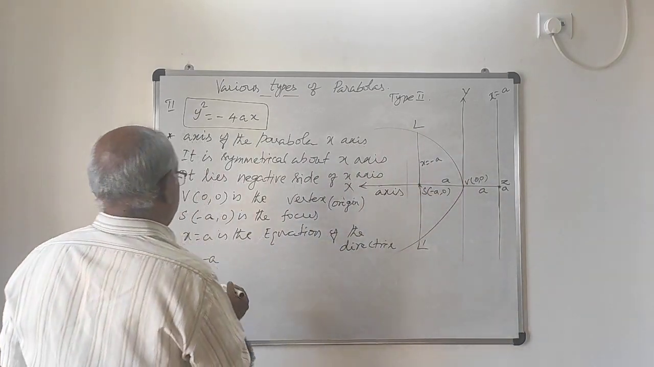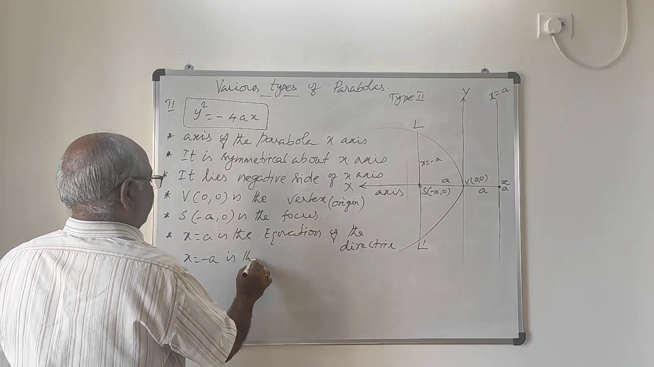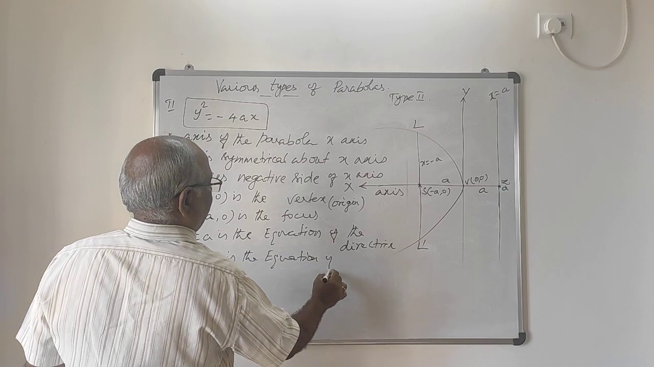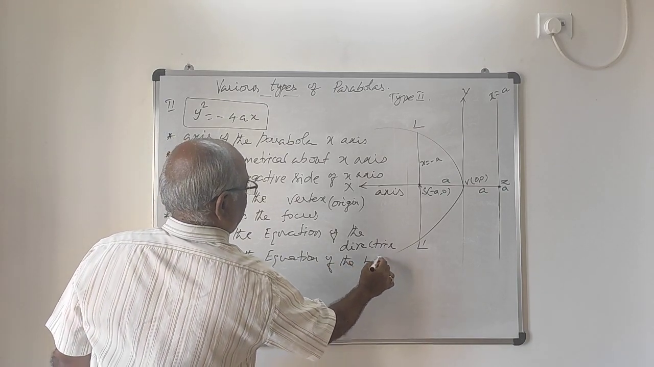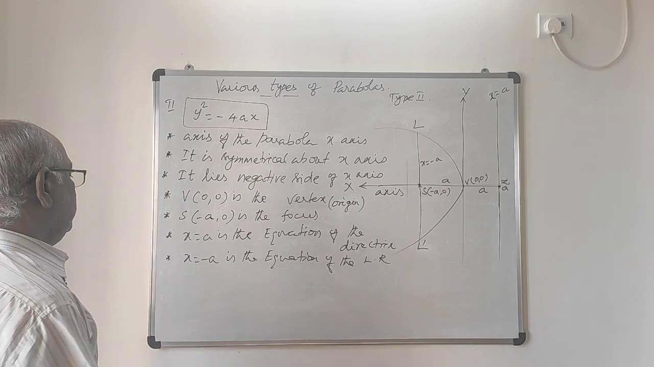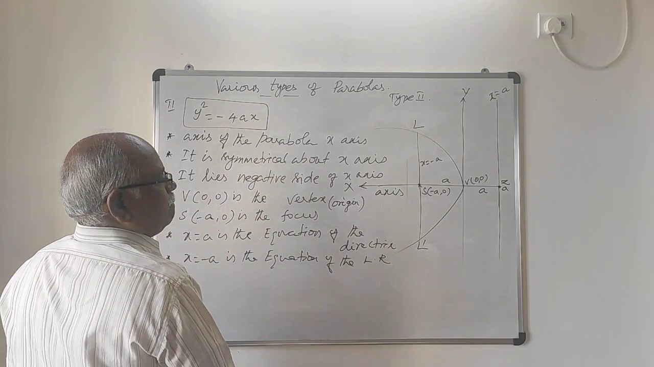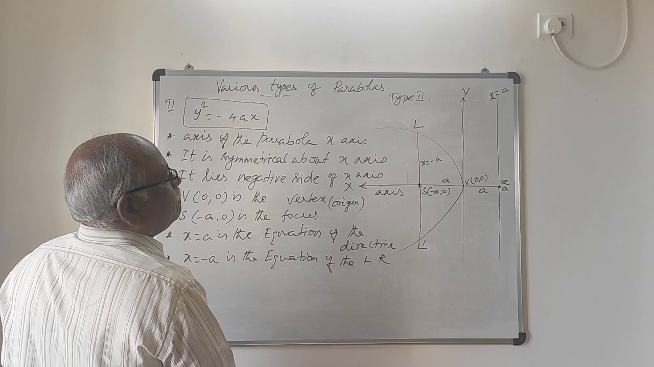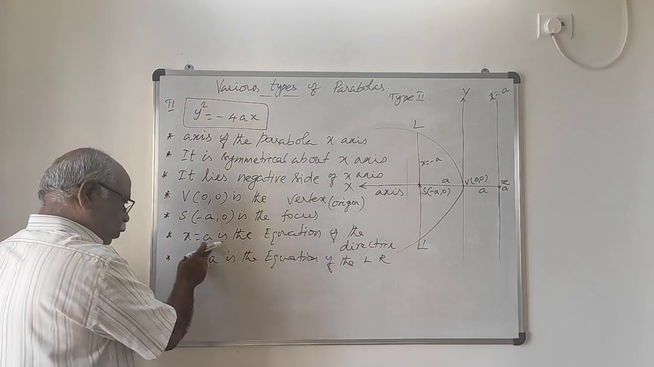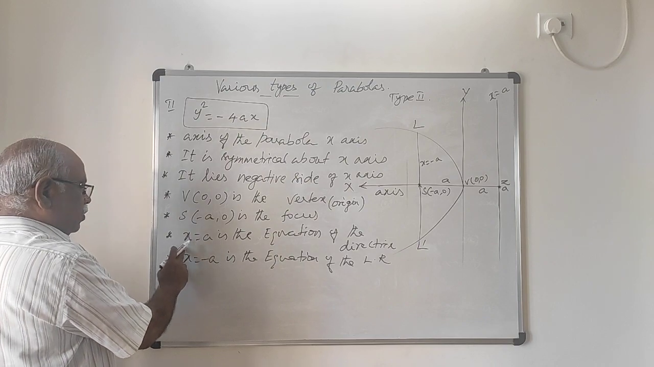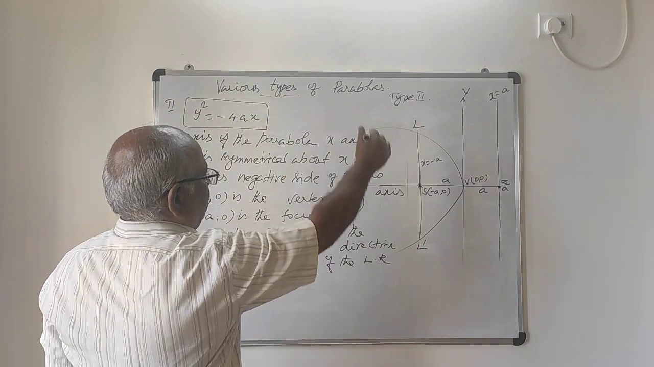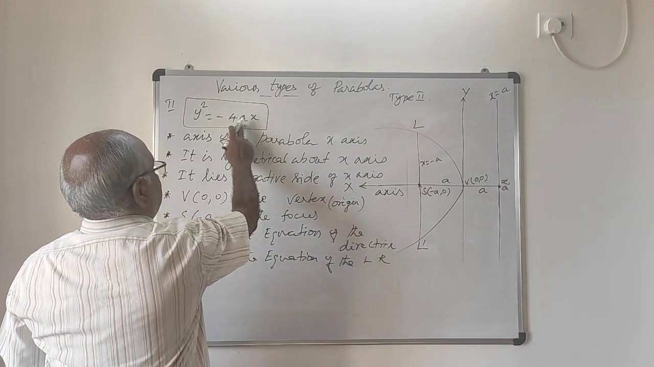Equation of the latus rectum: LR means latus rectum. X equal to minus a is the equation of the latus rectum, and x equal to a is the equation of the directrix, or we can rewrite it as x minus a equal to 0, and x equal to minus a is x plus a equal to 0. Here also the length of the latus rectum is 4a.